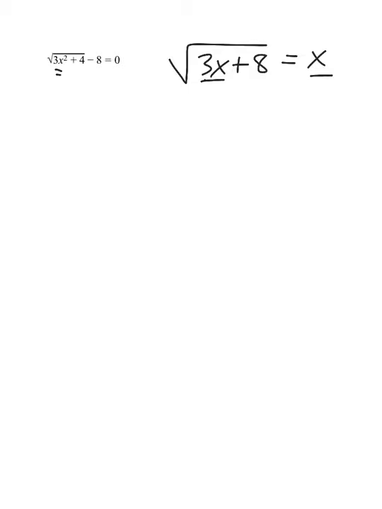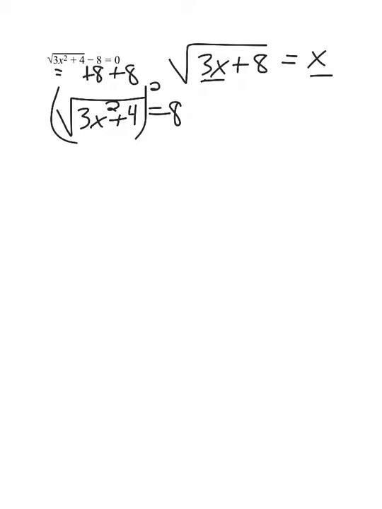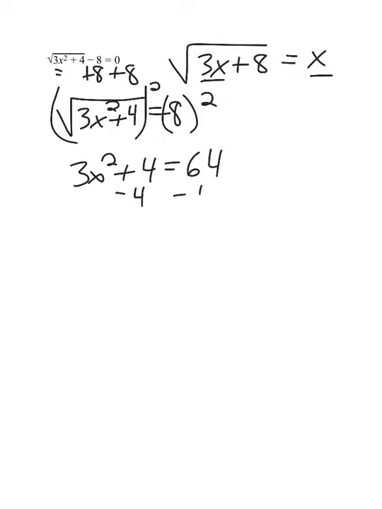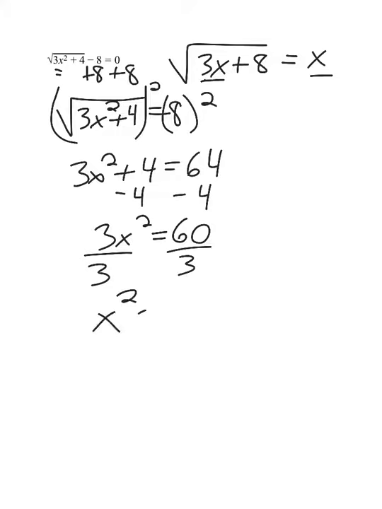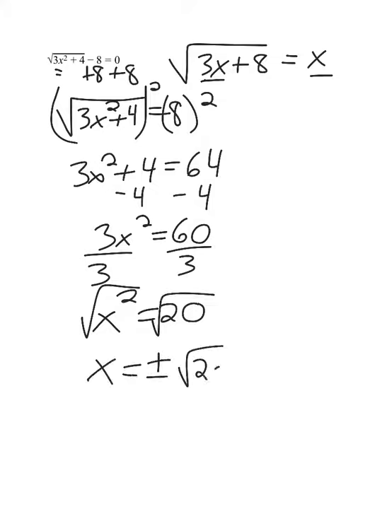I'm going to get the square root alone, so I'm going to add 8 first. Then I have the square root of 3x squared plus 4 equals 8. Now I'll square both sides. So I have 3x squared plus 4 equals 64, and I solve for x squared. Subtract 4, 3x squared equals 60, divide by 3, so x squared equals 20, and then square root, so you get x equals plus or minus the square root of 20.